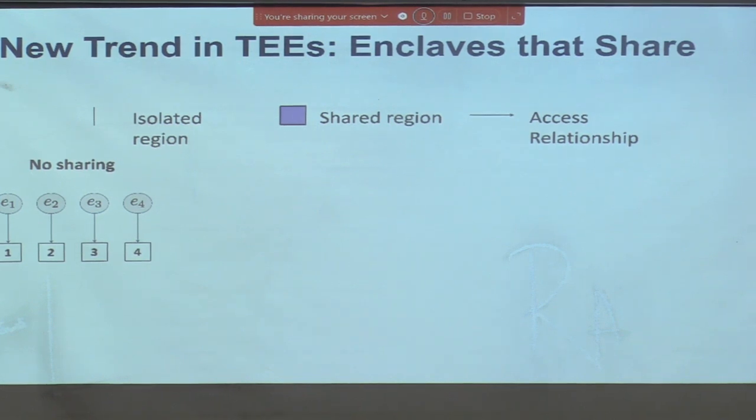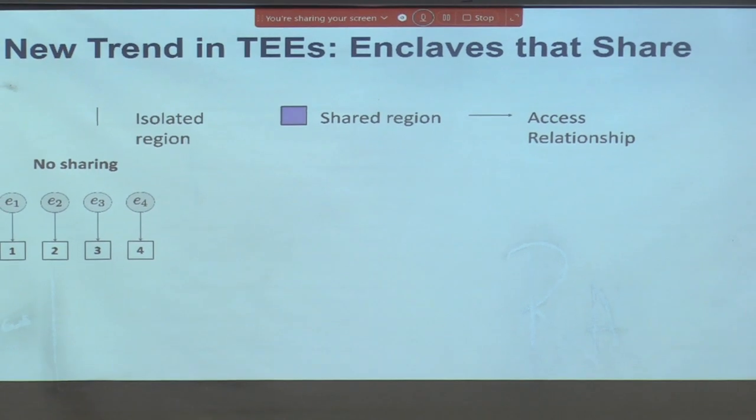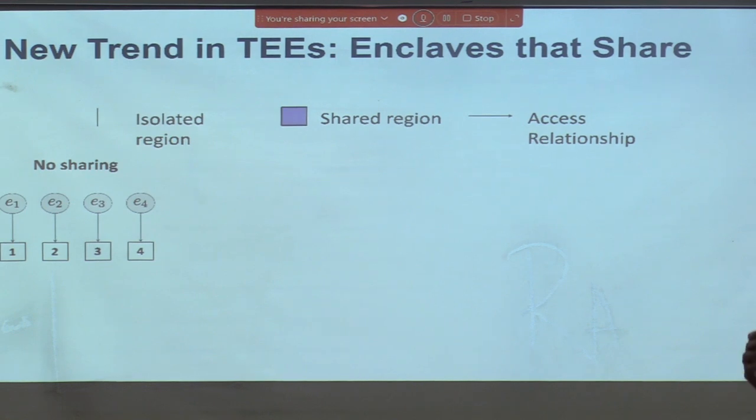So why do you want to share memory? One of the reasons that I understand is really efficiency, that processes need to communicate, and one way of communication, of course, is through shared memory, right? But if your enclave is not allowed to share memory, then everything has to go through the secure channels, and there's a little bit of overhead for doing that communication.